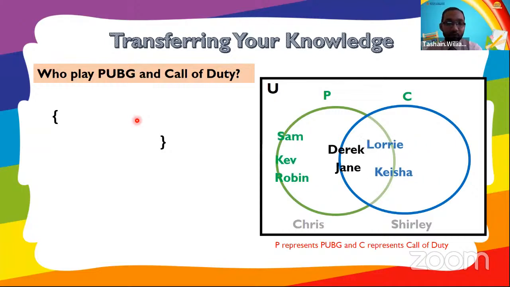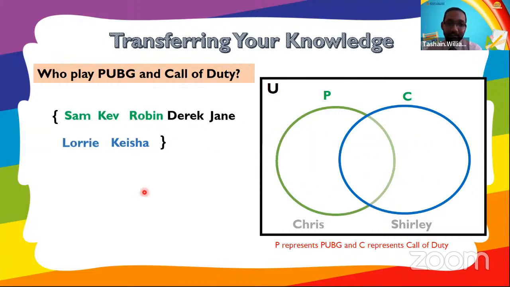Now, if you said Sam, Kev, Robin, Derek, Jane, Laurie, and Keisha, you are correct. And remember again, boys and girls, you utilize your curly brackets. It's very important to say the set of members who play PUBG and Call of Duty are all the members within set P and all the members within set C. Now, this shaded region here represents all the members of set P and set C. Are you seeing that? Very good.